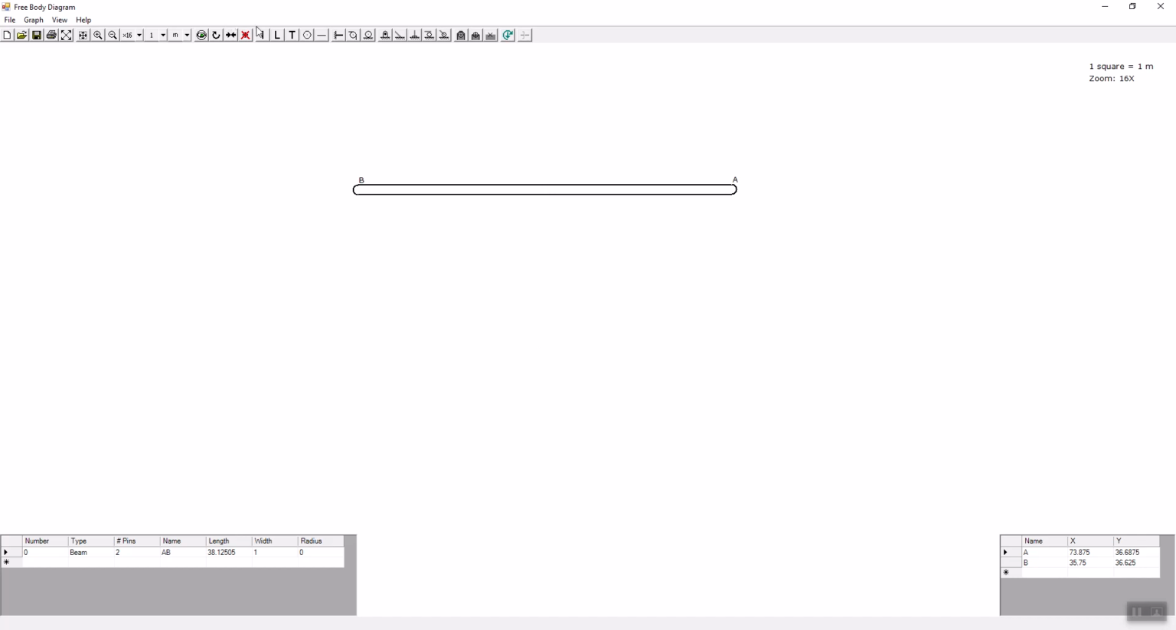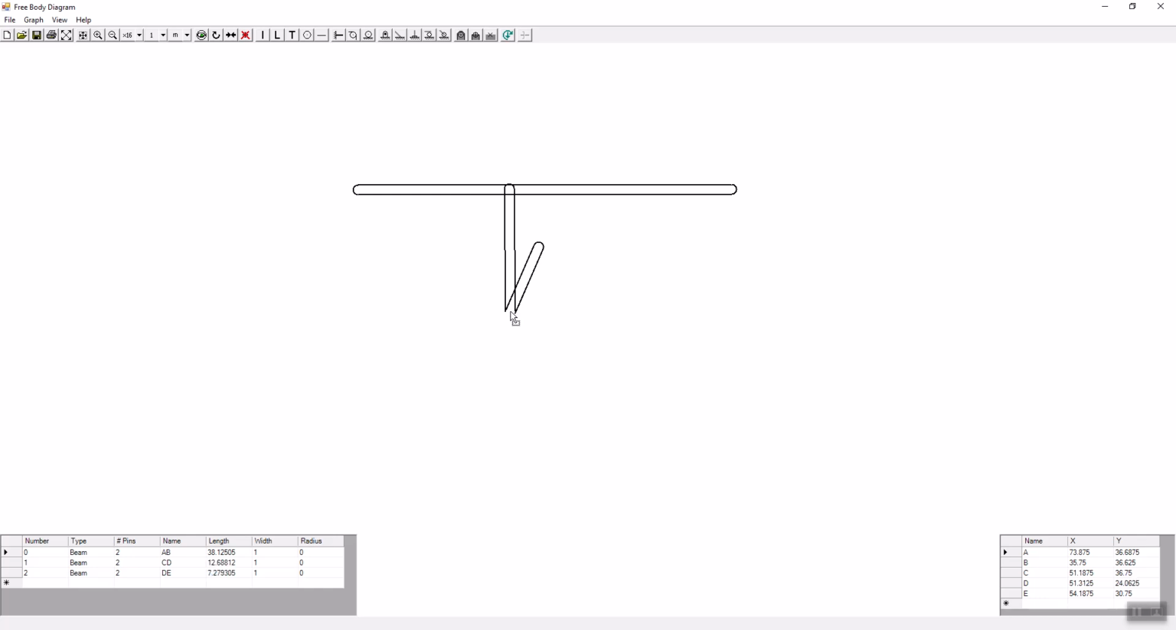Then we take an L-shaped 3-point member, put it here, drag with your left mouse button and put it here. Then we will put 2 pulleys.